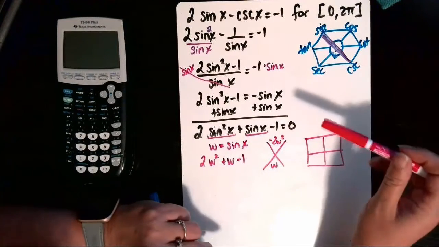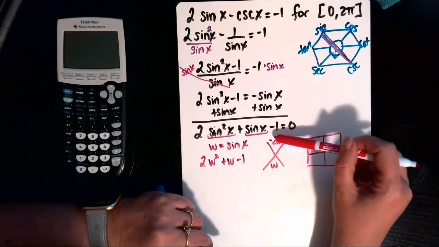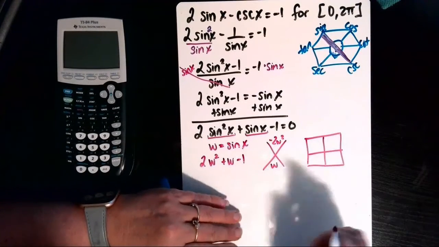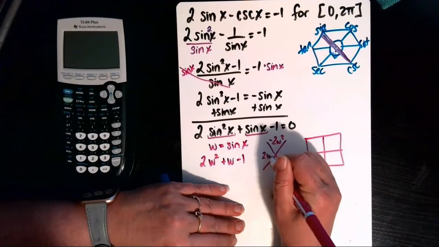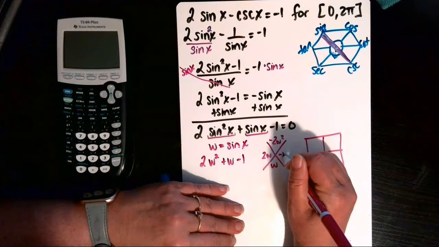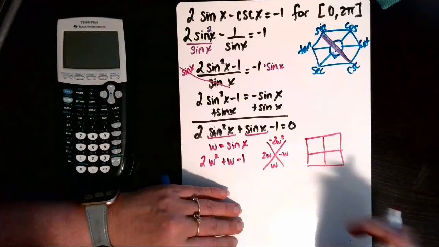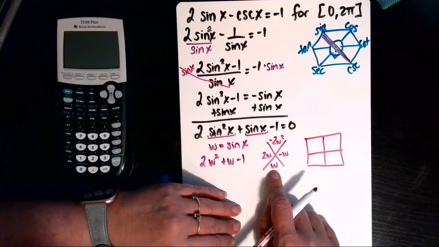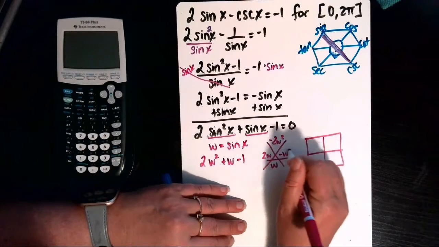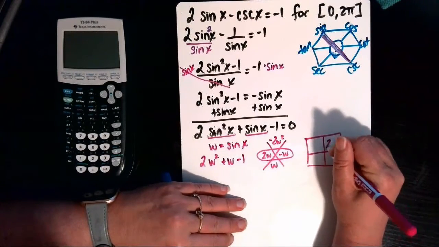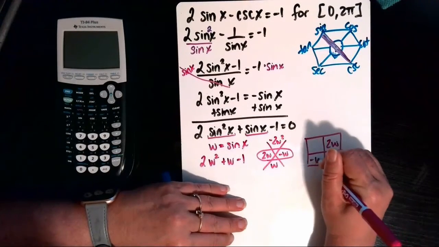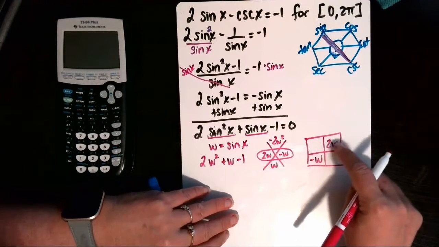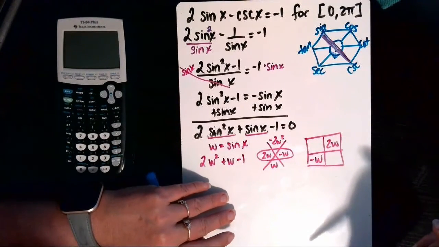And then we ask ourselves, what are the factors of -2w squared that add to equal a positive w? And that would be 2w and -w. Because if I multiply them, I get the top, and if I add them, I get the bottom. So these two factors will go into the box, including their signs, just like this, and they're interchangeable. You could put them in either of those boxes.